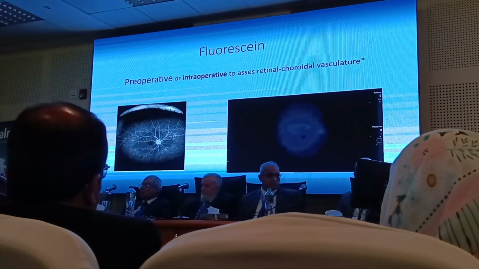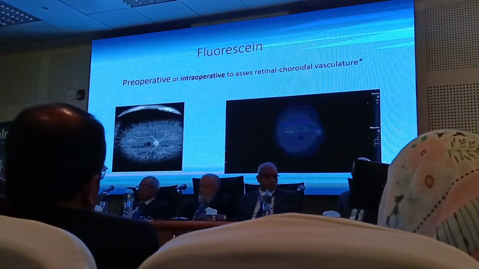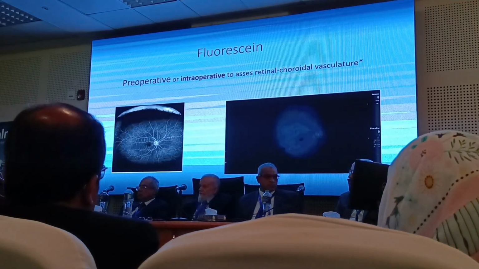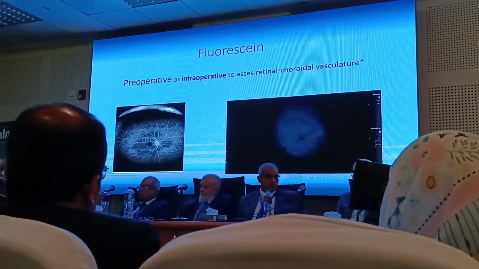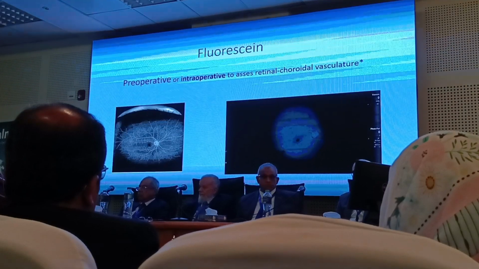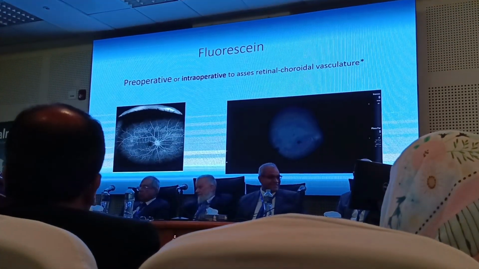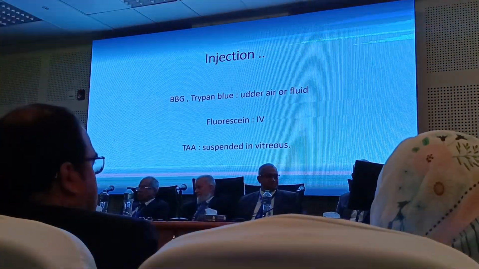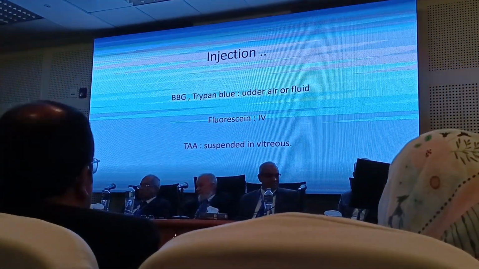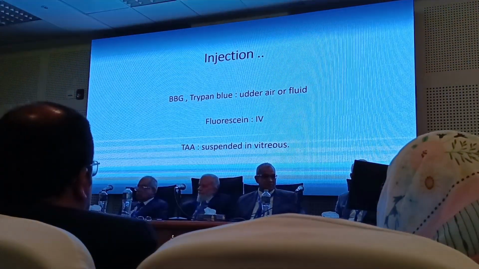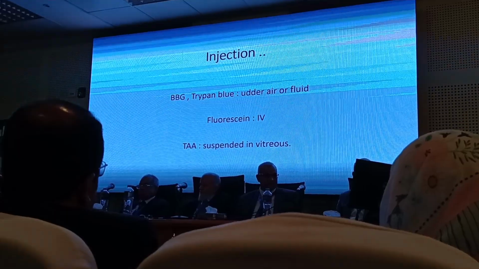Fluorescein is used, just like we all know, preoperatively for assessing the retinal and choroidal vasculature. But it's also used now intraoperatively, and that was a breakthrough actually. You're seeing the whole retinal and choroidal vasculature while you're working. Injection: the BBG and trypan blue can be injected under air or fluid. The fluorescein, of course, is IV, and TA is a suspension in the vitreous cavity.